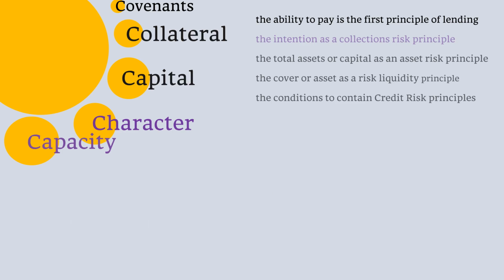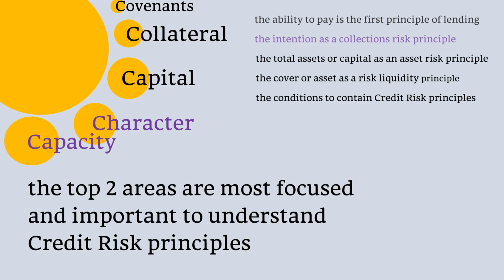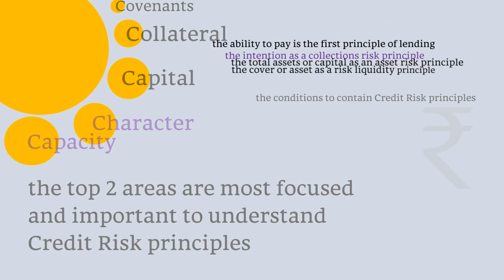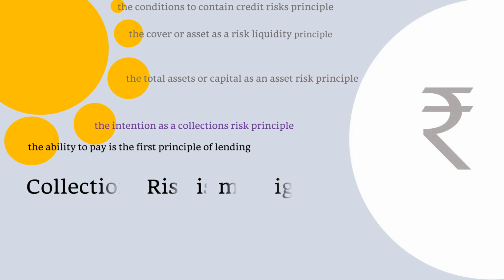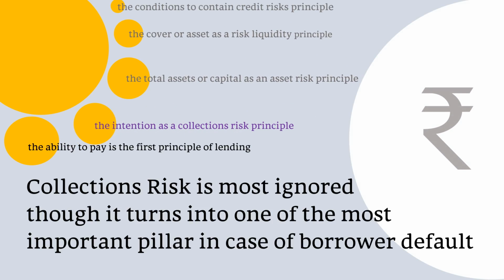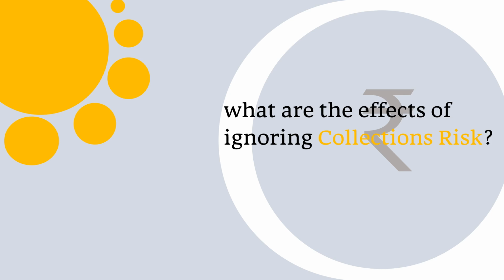The top 2 areas are more focused and important to understand credit risk principles. Collection risk is most ignored, though it turns into one of the most important pillars in case of borrower default. So what are the effects of ignoring collections risk?